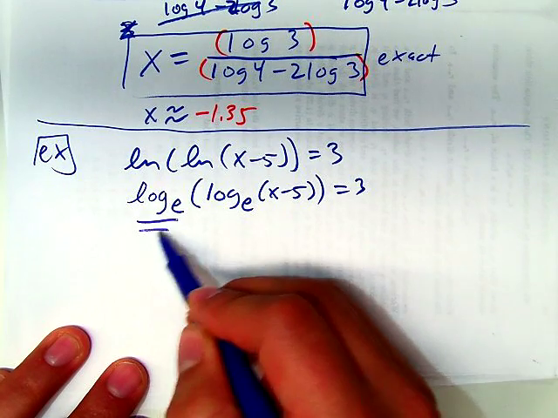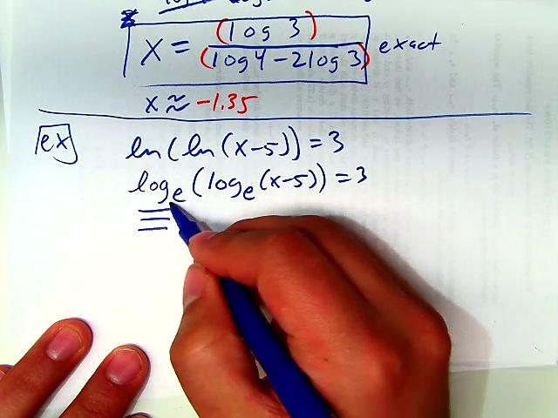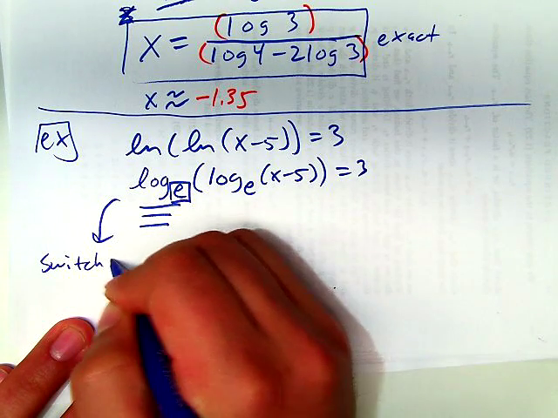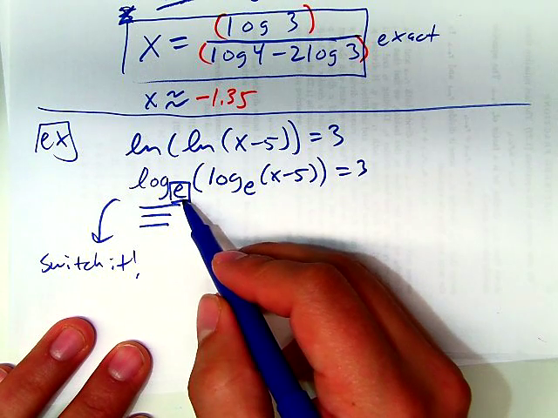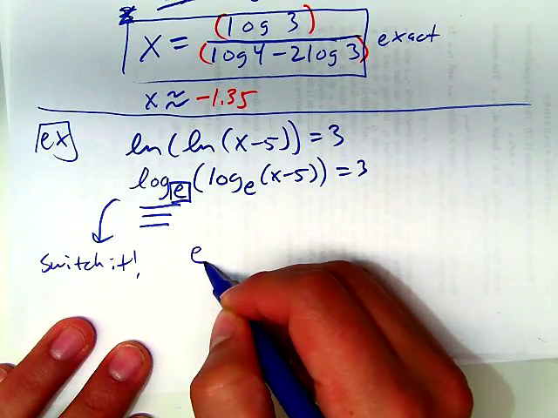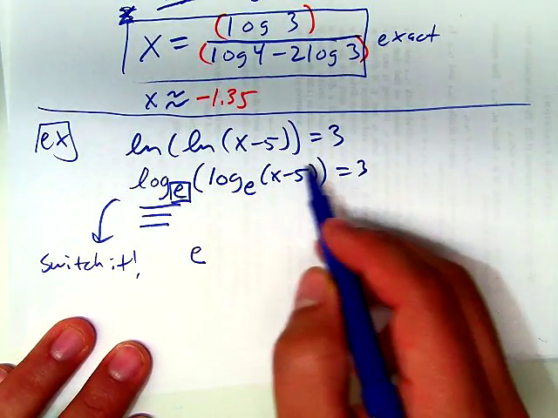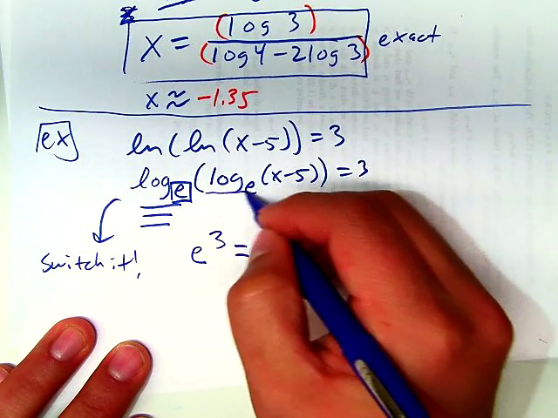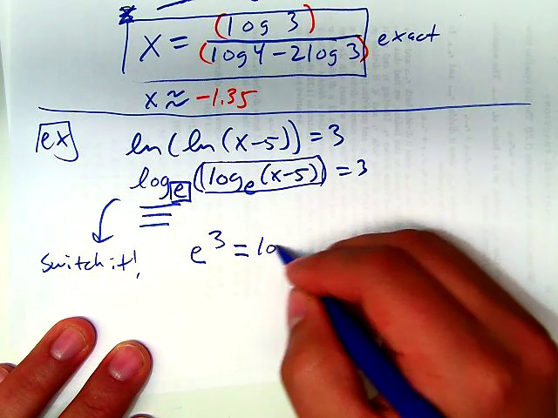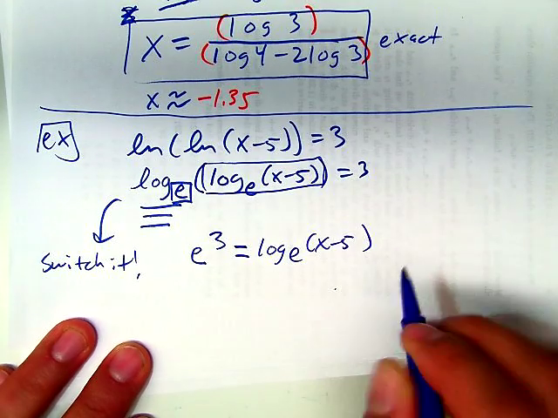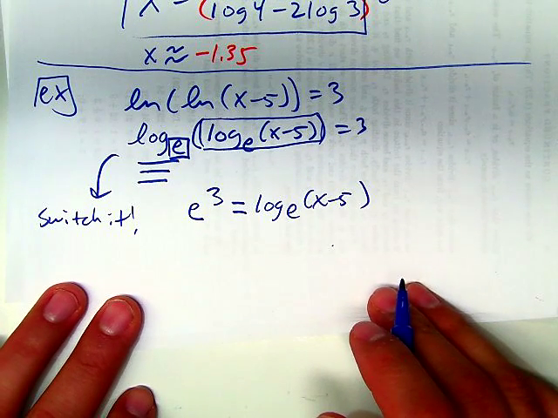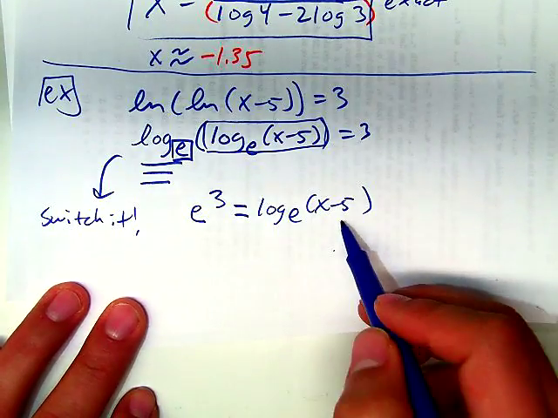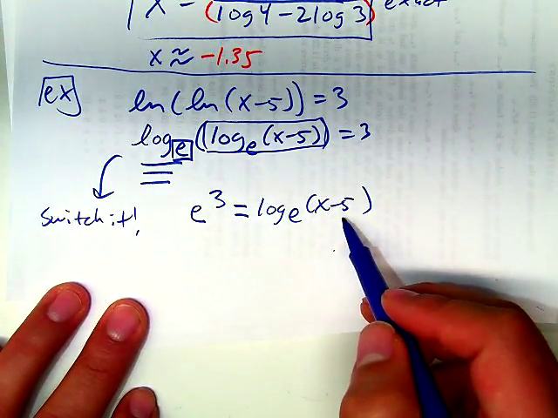If we focus on this log on the outside, we see that there's a base of e, so there's not really much I can do except switch it to exponential form. Since the base is e, I could say that e, this base, to the third power, that's going to equal everything that's on the inside of that first log. So after we write it in exponential form once, we get rid of one of those natural logs, and now it's a little easier. But we're still kind of stuck.